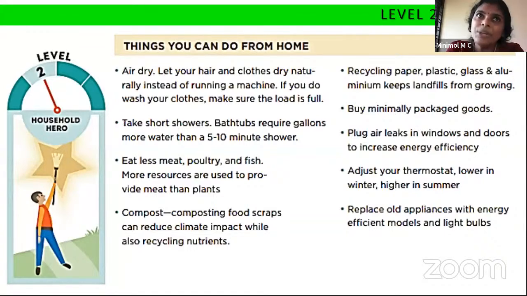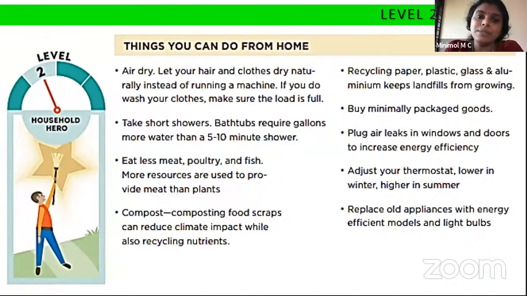Can you just think how many times you run your washing machine with, say, a simple one pair of dress? You are consuming unnecessary resources there. So make sure that your load is full. Take short showers. Bathtubs require gallons more water than a 5 to 10 minutes shower. Eat less meat, poultry, and fish because more resources are used to provide meat than plants. I'm not asking you to avoid meat, but I'm just telling you to reduce the quantity.